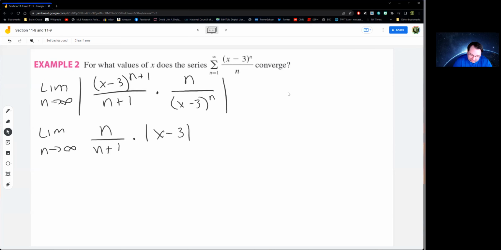So if I take the only piece with the n and divide everything by n, this ends up being 1 over 1 plus 1 over n. So that reduces down to 1. So this limit goes to the absolute value of x minus 3. Any questions on how we got that?